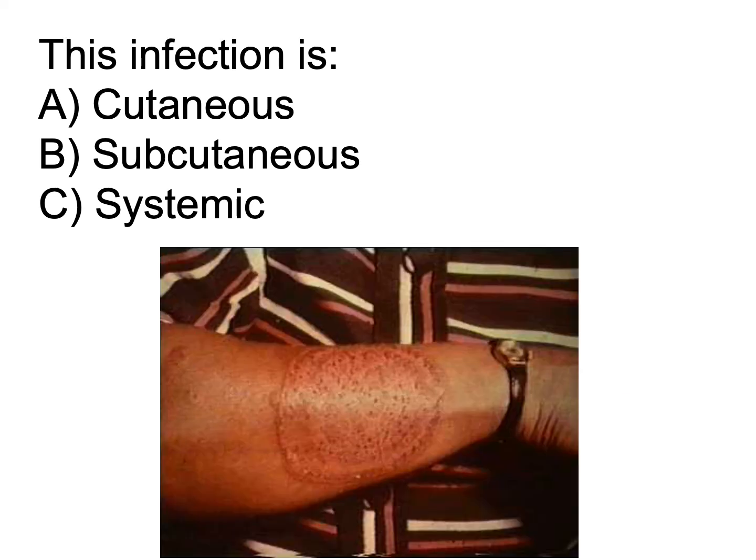This infection is A, cutaneous, B, subcutaneous, C, systemic. The answer to this is the B, subcutaneous. This is ringworm. So it looks inflamed. You can tell that it's deeper. It's past the epidermis into the dermis. It's inflamed, it's red, it's swollen. That would be an intermediate infection, a subcutaneous fungal infection.